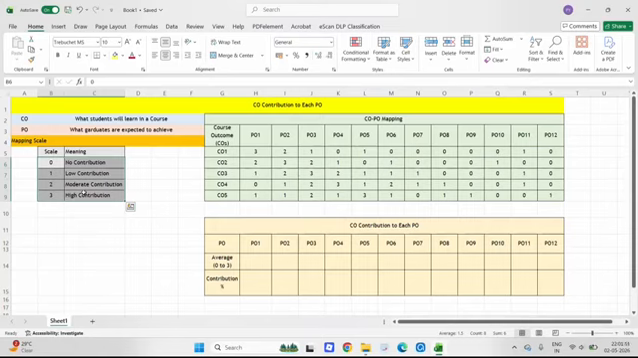Now talking about the mapping scale, these are the standard scales on which we measure the contribution of CO to PO. Zero means there is no contribution of, say, CO2 against PO1. One means low contribution, two means moderate contribution, three means high contribution. This is a standard parameter. Sometimes people use L1, L2, L3. Whether you include zero or not depends on you, but my suggestion is to include zero also, so that it represents no contribution.